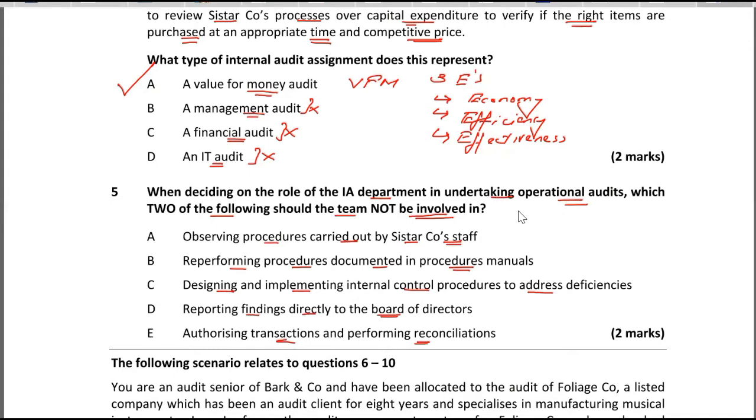Designing and implementing system. No, this should be done by the management. The internal audit department will be reviewing that and will be giving recommendations. So designing should not be done by the internal audit department.